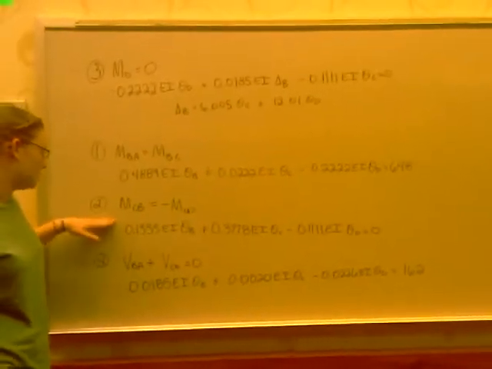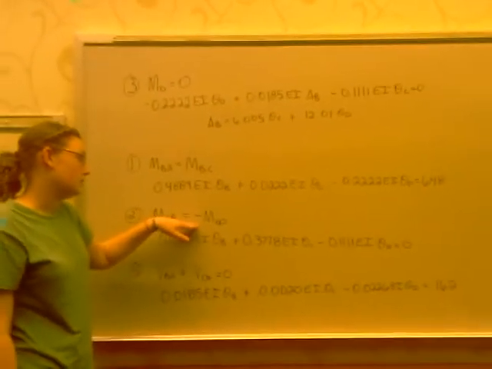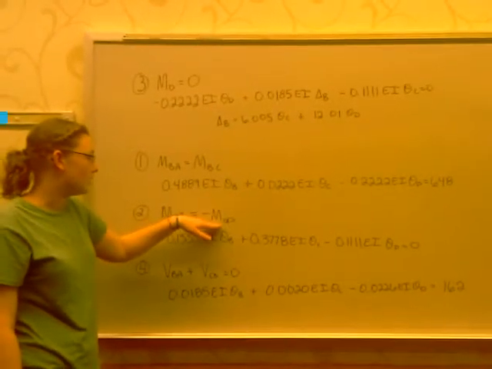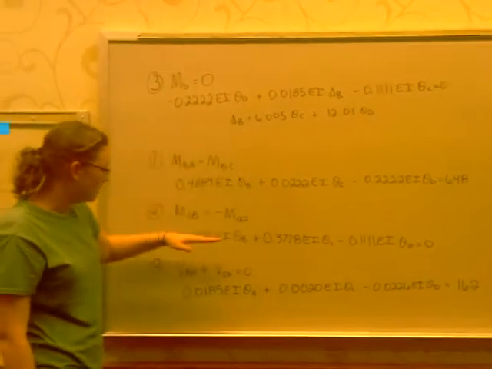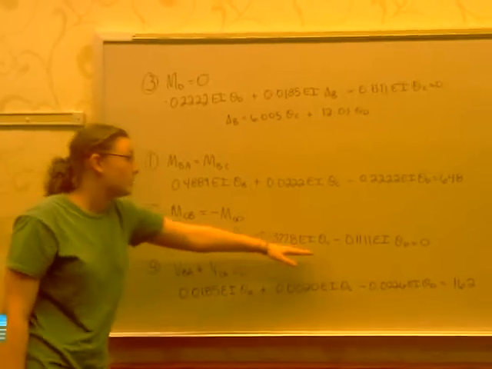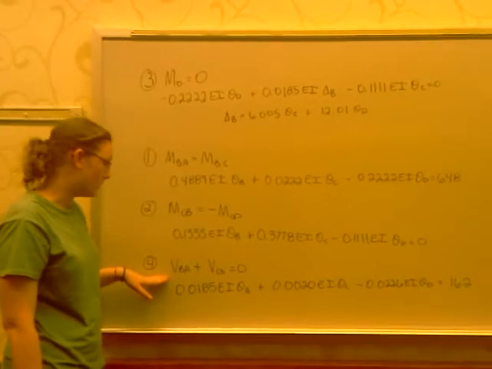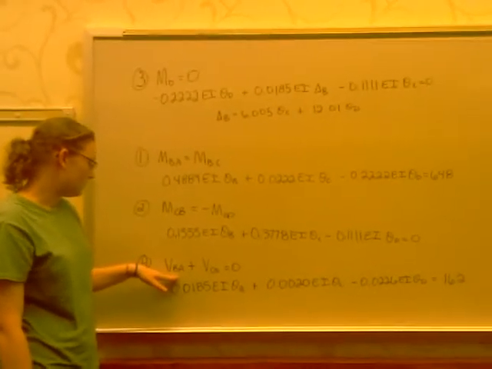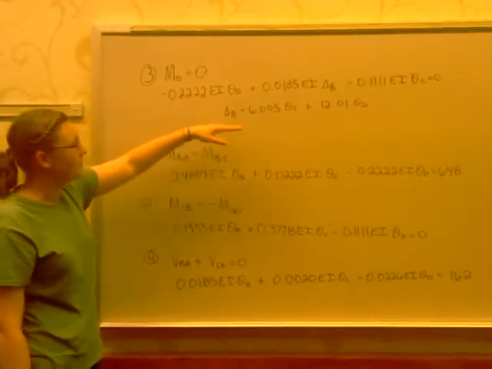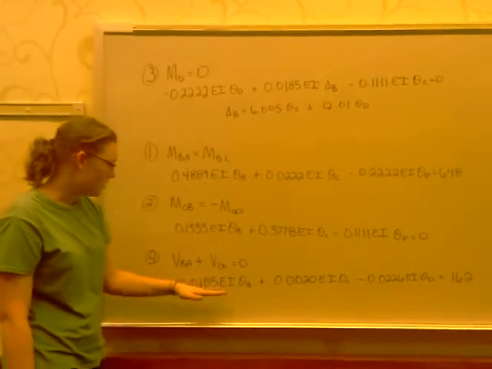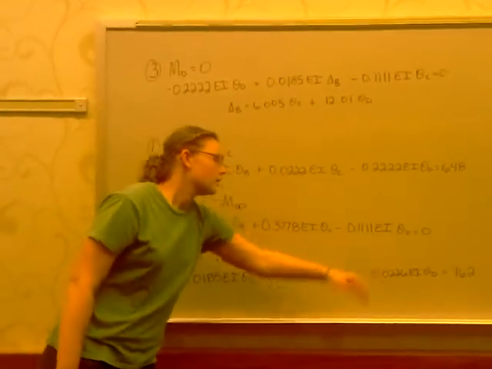Then you move on to equilibrium equation number 2. The moment at CB equals the negative moment at CD. You plug in the equation for delta B again, and you get another equation in terms of theta B, theta C, and theta D. And then you move down to equilibrium equation number 4, and you plug in, again, the delta B value in terms of theta C and theta D, and then you get an equation using the shear in terms of theta B, theta C, and theta D.